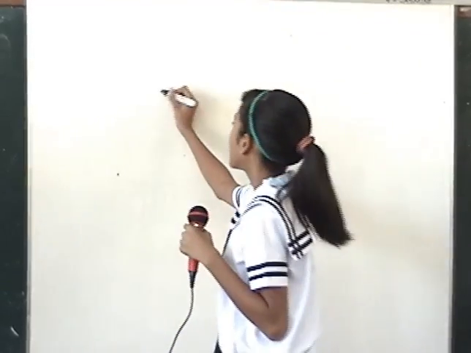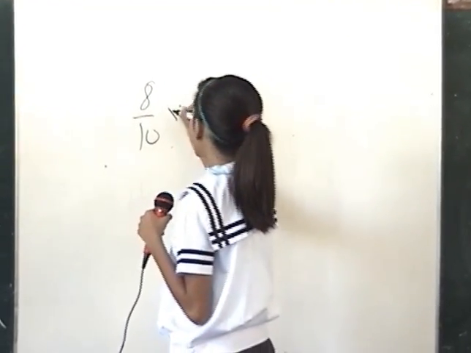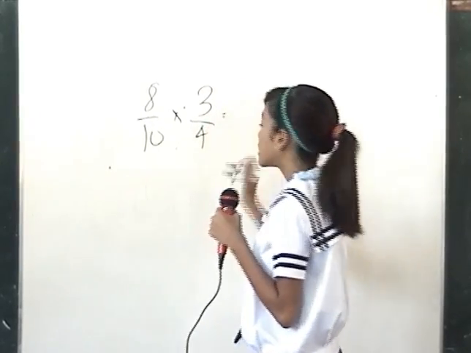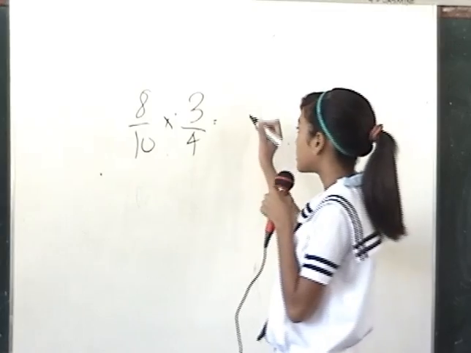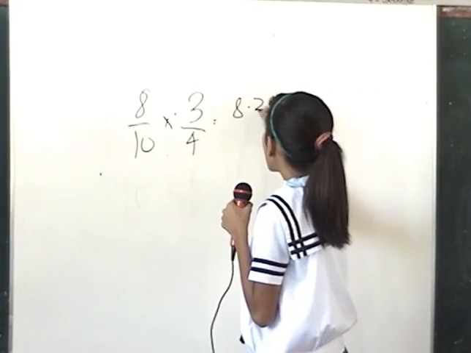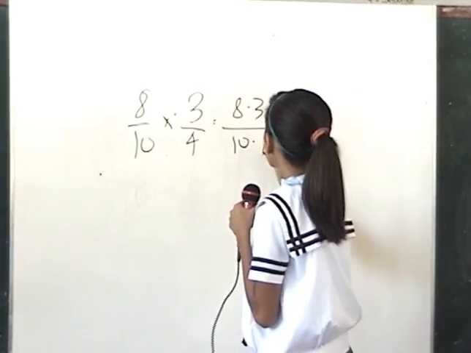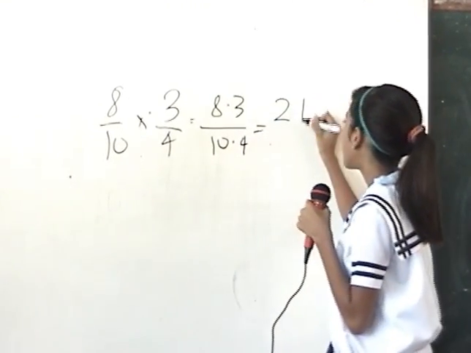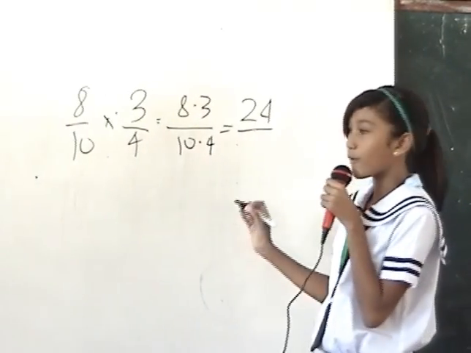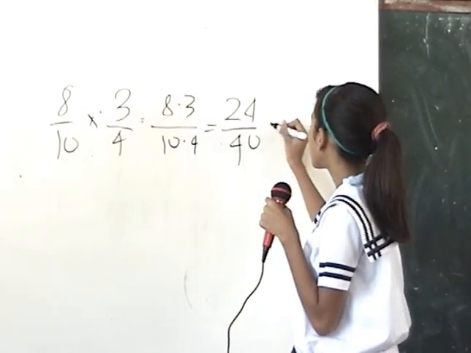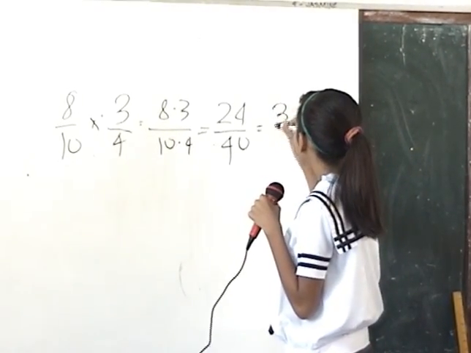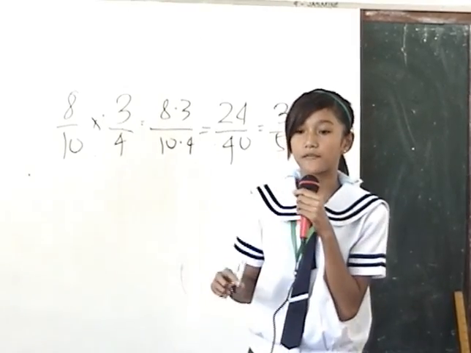Rika. To multiply 8 tenths and 3/4, just simply multiply the numerators and the denominators. 8 times 3 is 24. 10 times 4 is 40. Simplify the answer. Now we get 3/5 as the result.